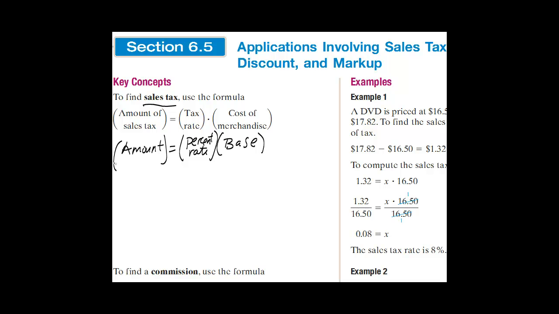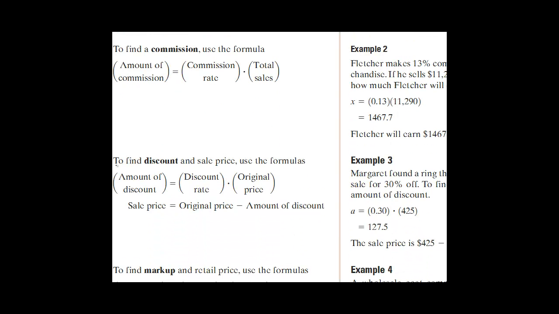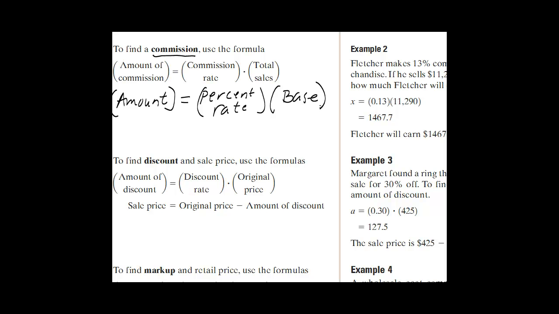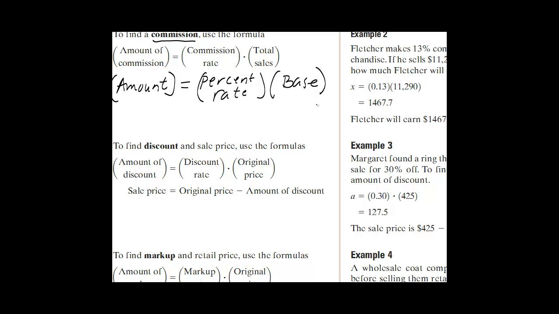Another example of these kinds of applications is commissions. With commissions, some people make a certain amount of money based on a sale or the price of a sale. So instead of being paid hourly or salaried for a certain amount of time you work, you make a certain percentage of what you sell. That's what a commission is. So to find a commission, we find the amount of commission equal to the commission rate multiplied by the total sales. And this is again just another way of looking at the formula we already know. Amount equals the percent rate multiplied by the base, which is the total amount of the sale. Okay, so that's just another application of our same exact equation.